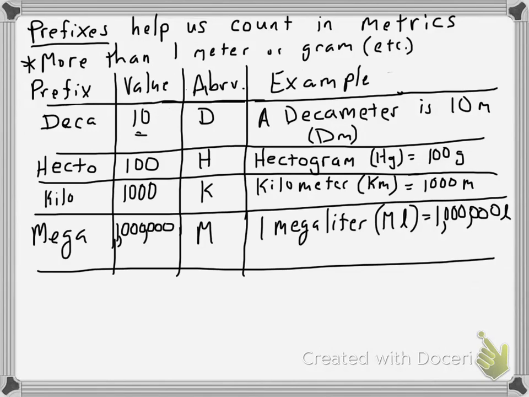Other values are kilo and mega. Kilo we'll use a lot. Mega we use infrequently. You hear that in megabytes in computers and things like that. Kilo means 1,000 and mega means 1,000,000. So a kilometer is 1,000 meters and a megaliter would be 1,000,000 liters. Again, mega is not thrown around very often. Dealing in millions is a lot.